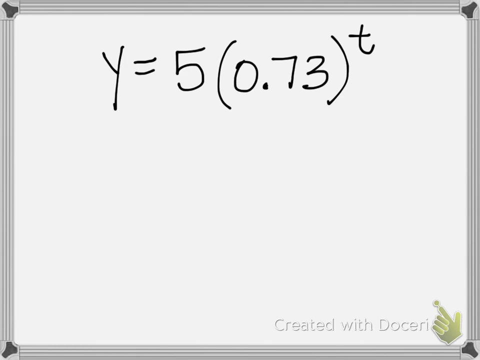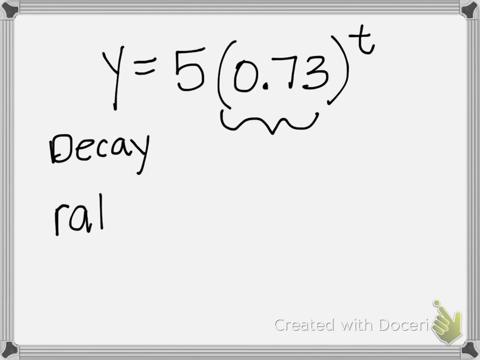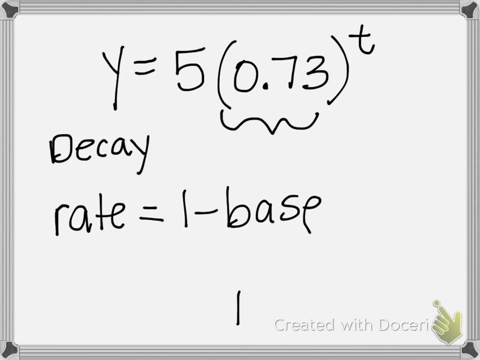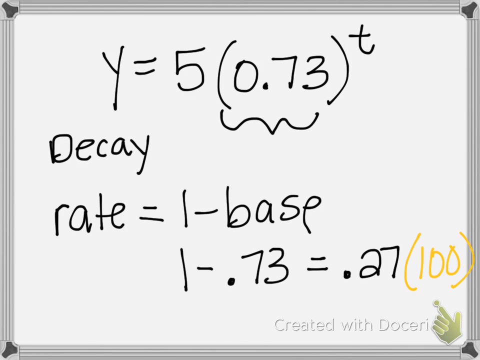Alright, so for this example, again, this is decay. I know it's decay because my base is less than 1. So to find my rate, I'm going to say 1 minus the base. So 1 minus 0.73 is going to give me 0.27, but I'm going to multiply that by 100. And that's going to give me 27%.